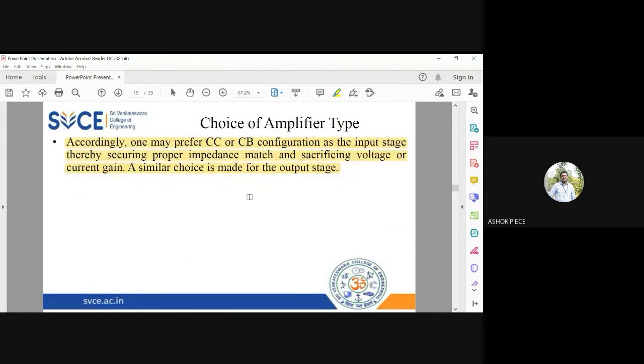Okay. Any doubts in the choice of amplifier? Any queries in choosing what amplifier I'm going to use for cascading? You can ask now.